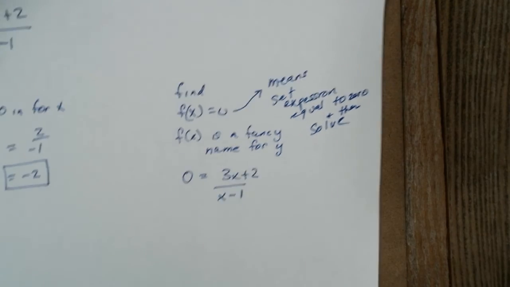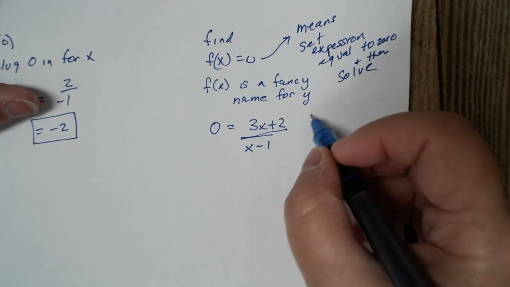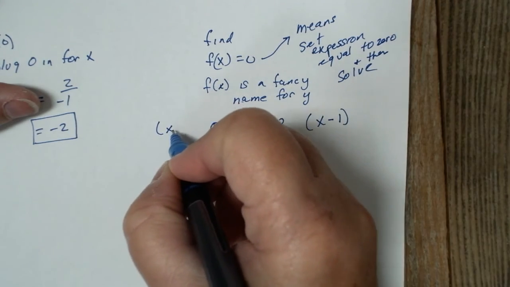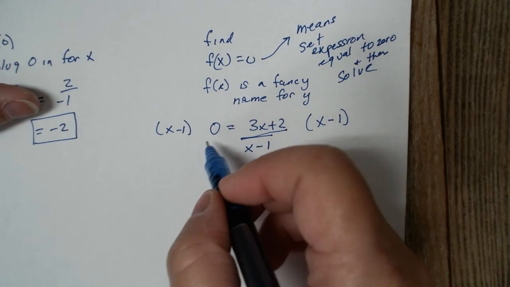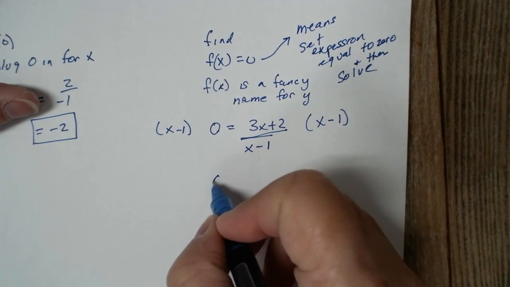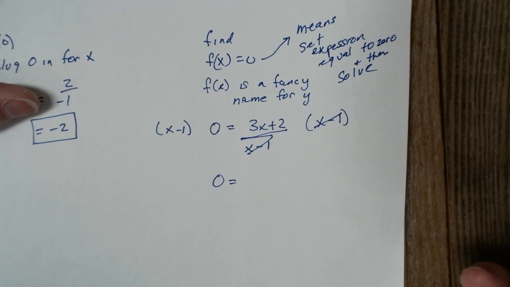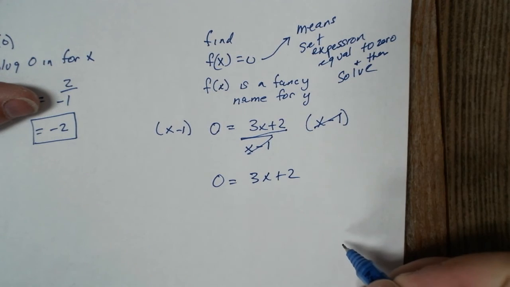That's what that means. Okay, so in order to get rid of a denominator, you multiply it. So I'm going to multiply that by x minus 1. Multiply that by x minus 1. x minus 1 times 0, anything times 0 is 0. x minus 1 over x minus 1 is 1. So I get 3x plus 2.